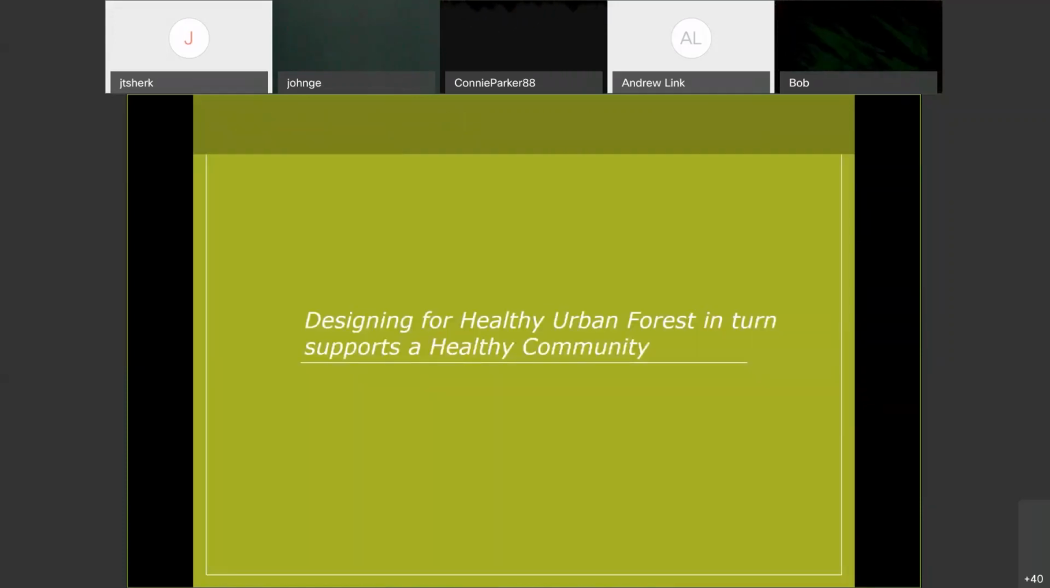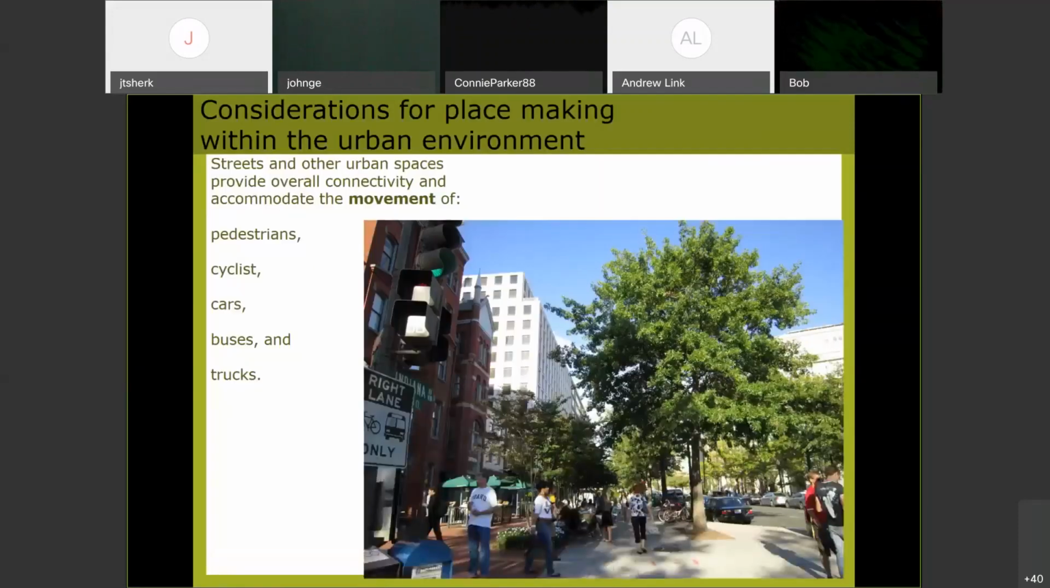So how do we design for healthy urban forests and in turn support a healthy community? Well, it's pretty complex because we have to consider placemaking when we're in the urban environment and we incorporate trees. Streets and other urban spaces provide overall connectivity and accommodate movement, right? We have to move through our cities, but we're moving pedestrians and cyclists and cars and buses and trucks. So it's pretty complex, our city streets.